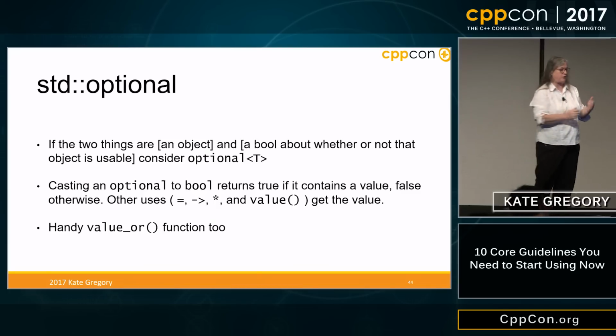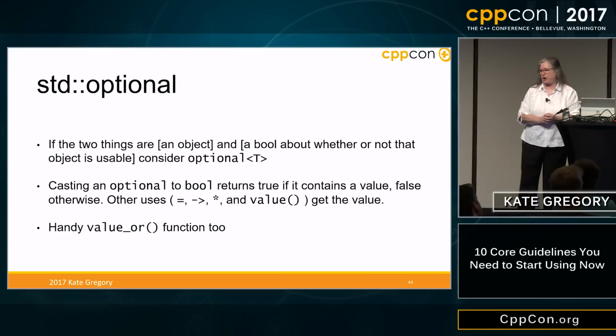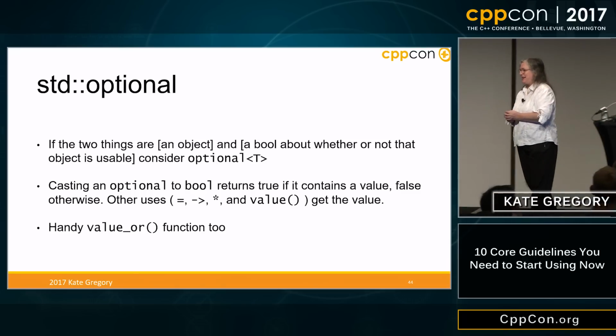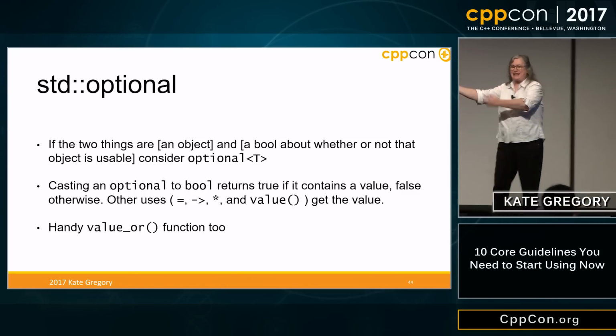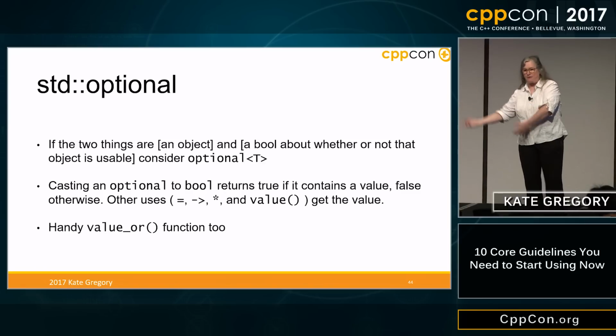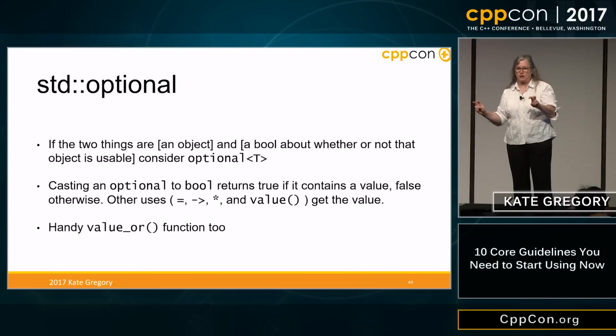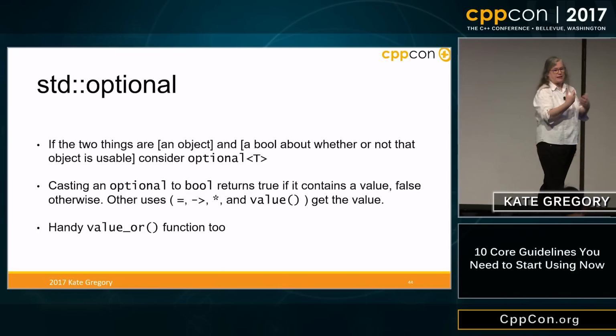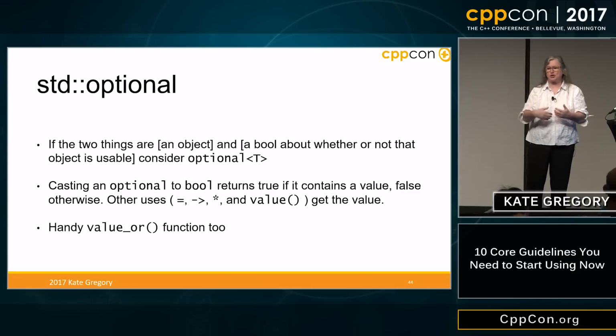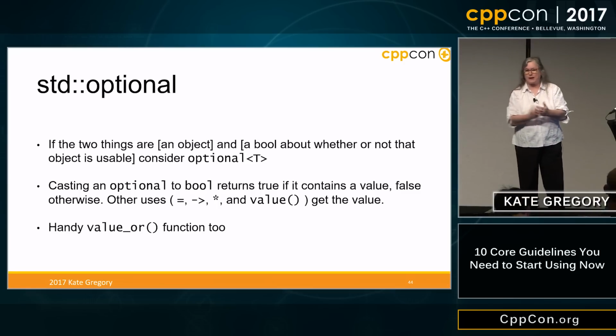And probably my favorite, value or, right? Call some function that might give you a string. If it gave me a string, I want the string. If it didn't give me the string, I want quote, quote. That's what value or does. Or it might give me an integer. And if it didn't give me an integer, I want 0 or -1 or something. That's what value or does.